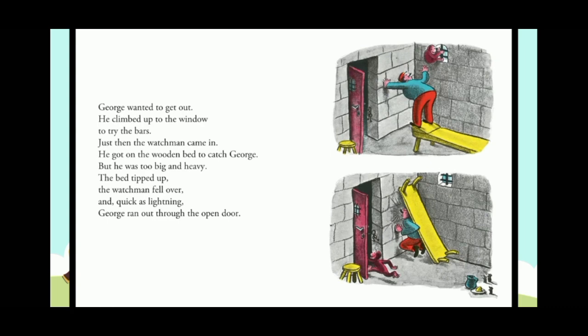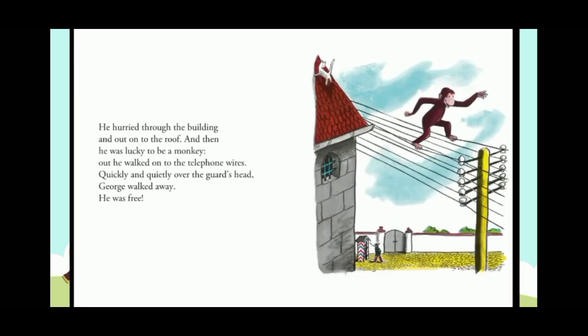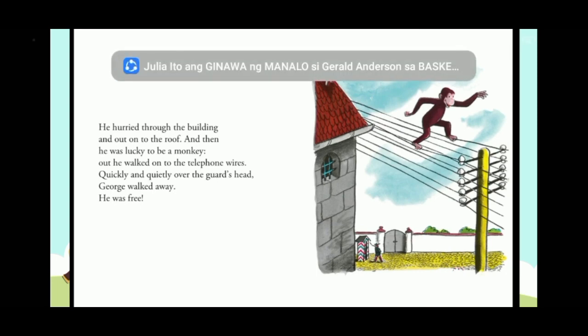Just then the watchman came in. He got on the wooden bed to catch George. But he was too big and heavy. The bed tipped up. The watchman fell over, and quick as lightning, George ran out through the open door. He hurried through the building and out onto the roof. And then he was lucky to be a monkey. Out he walked on the telephone wires, quickly and quietly over the guard's head. George walked away. He was free.